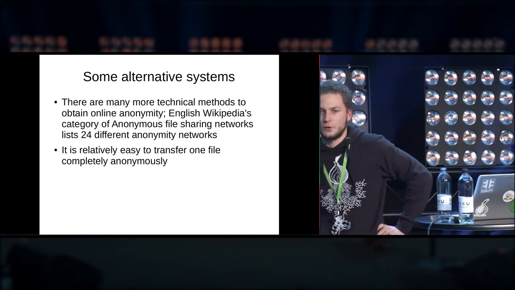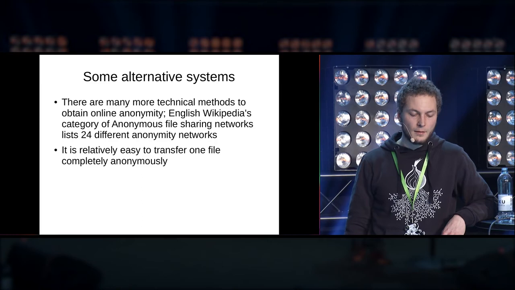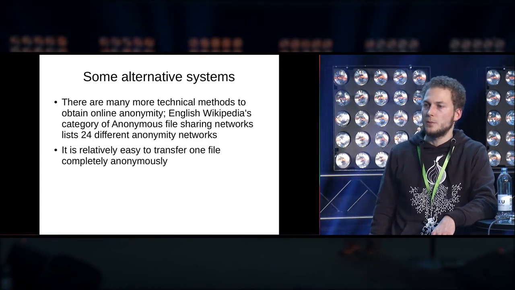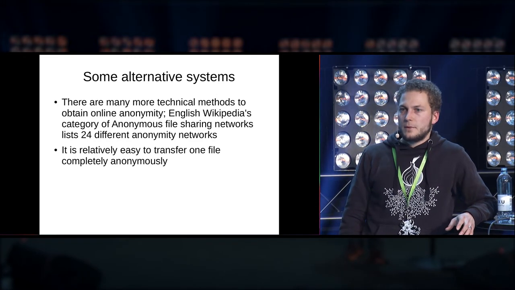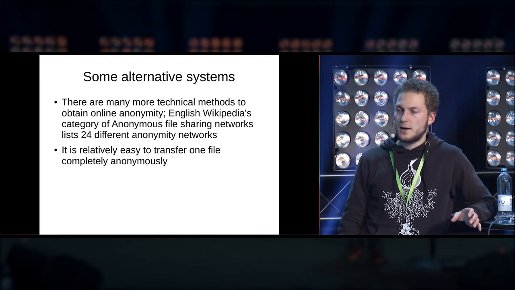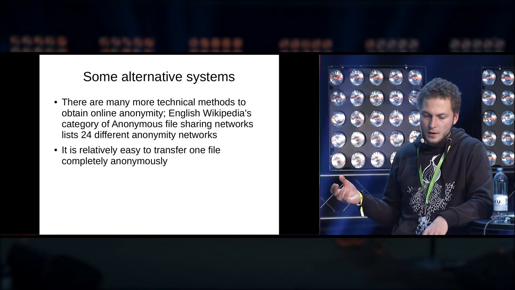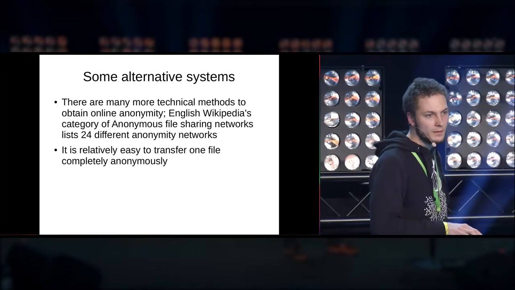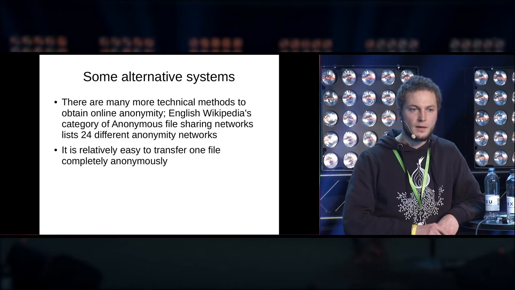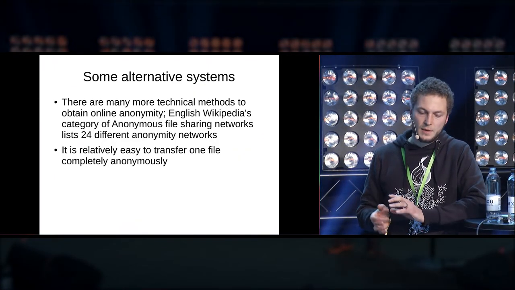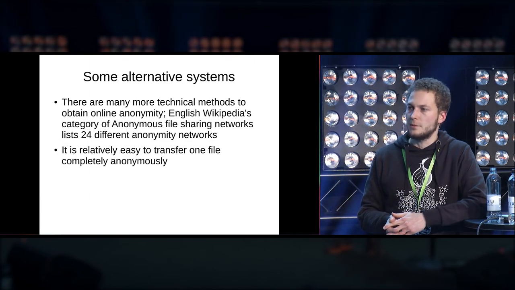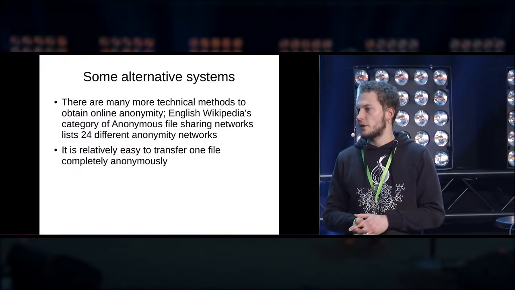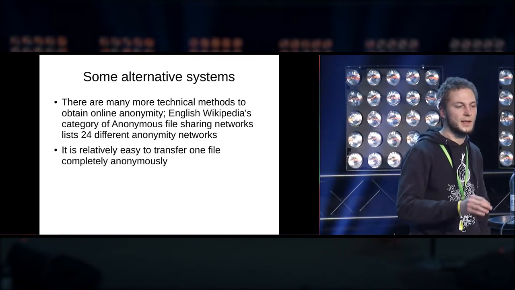And there are alternative systems to Tor. If you look at English Wikipedia, there's a category of anonymous file sharing networks, and there are 24 different anonymity networks available. And you have to really think that if you, for instance, just want to transfer one file or multiple files or email anonymously, you don't actually need a real-time anonymity network. You can use some of these mixer systems because it's relatively easy to build a very secure email mixer system. If there is a large number of people using an email mixer system, it really provides pretty complete anonymity. That is because you don't have to act in real time, so you can take care of traffic and timing correlation attacks because you can add multiple delays to the system.